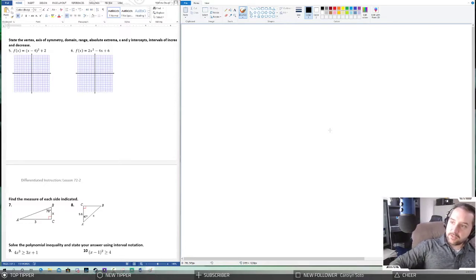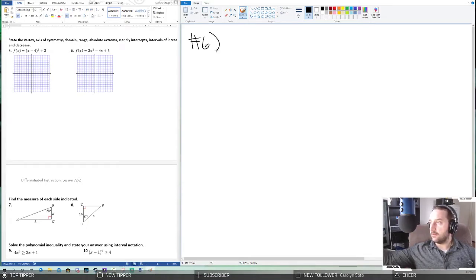So it says state the vertex, axis of symmetry, domain, and range. All right, so we need to find all this stuff. So for number 6, I'll do that one. That's f of x equals 2x squared minus 4x plus 6.